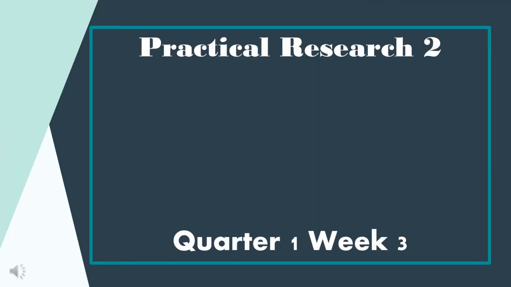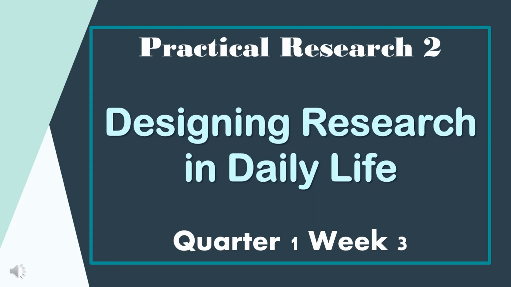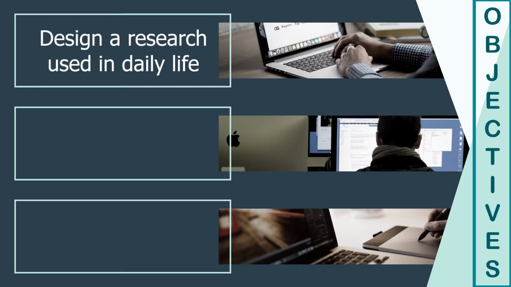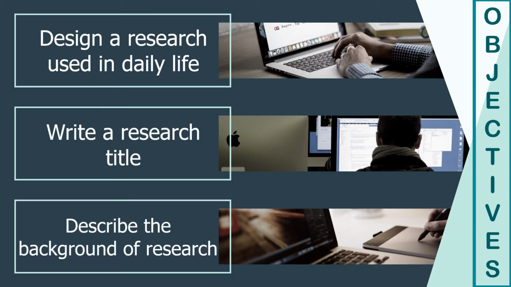We're going to talk about designing research in daily life. We have three objectives in this lesson. First, design a research used in daily life. Second, write a research title. And third, describe the background of research.